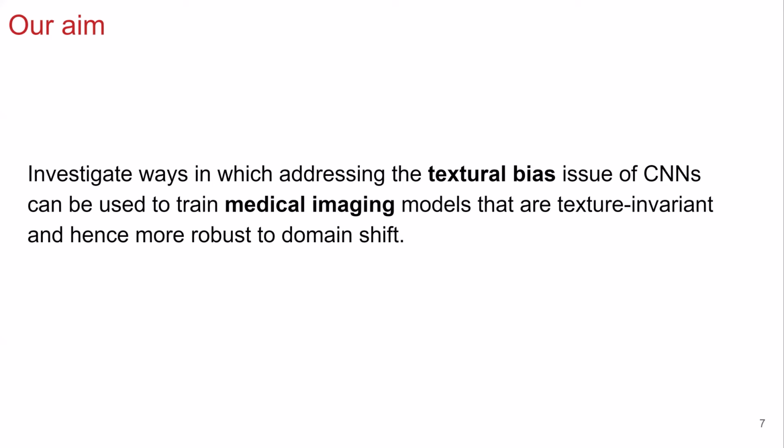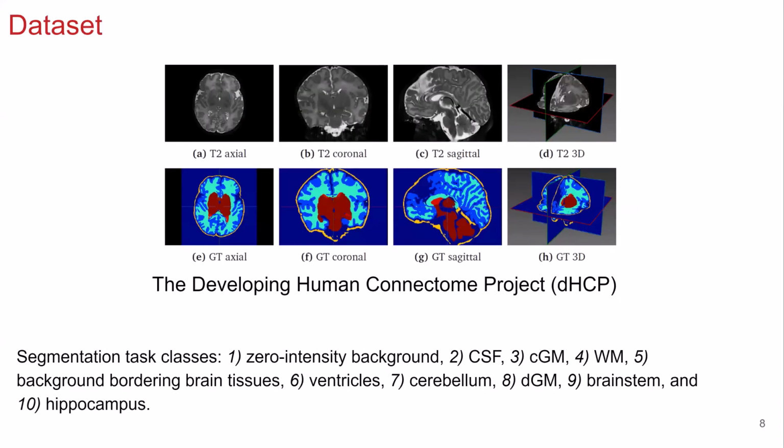We believe that this is due to the models being incentivized to learn anatomical and tissue-specific features during training, as opposed to low-frequency textural patterns that may be brittle and domain-specific. In terms of data, we use a publicly available dataset from the Developing Human Connectome project, which are 3D T2-weighted grayscale brain scans of babies.